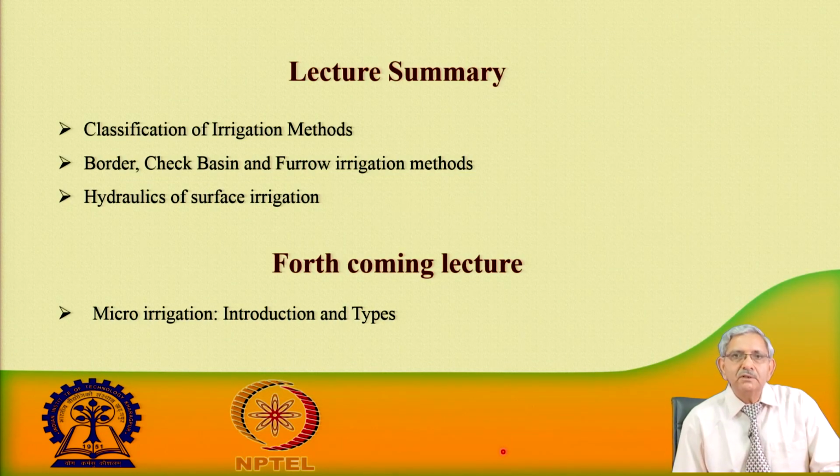Let us summarize this lecture. We discussed different methods of irrigation. The surface irrigation methods were border, check basin and furrow irrigation. We discussed the hydraulics of surface irrigation. We also compared conventional irrigation systems and micro irrigation systems on different performance indicators, and we will now enter the forthcoming lecture on micro irrigation.